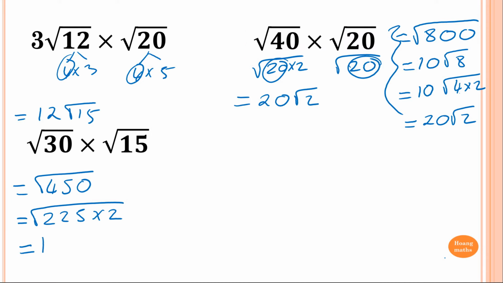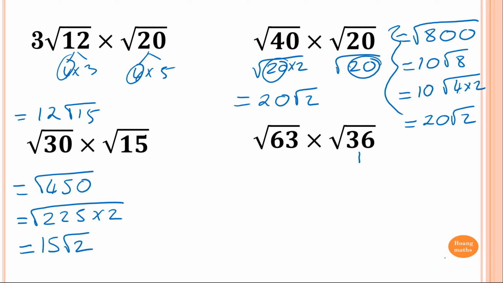So, 15 square root of 2. See, either way, okay? Just to let you know, that's all. But pick the one that you like. This one here, 63. So, square root 36 is simplified first, easier. Square root 36 is 6. Okay, 63 is 9 times what?